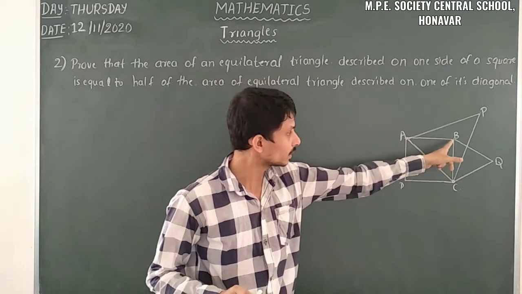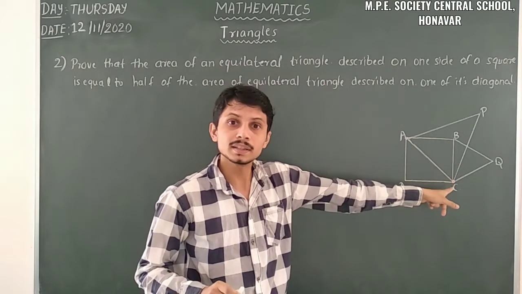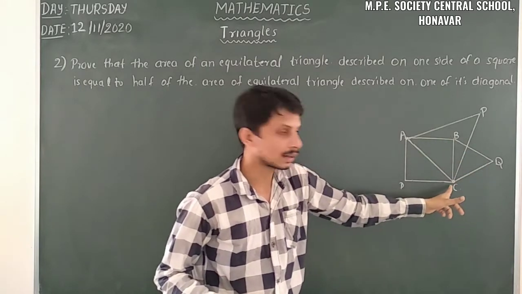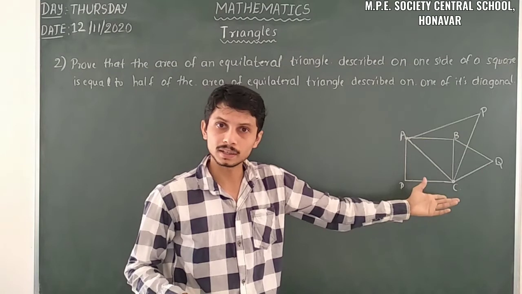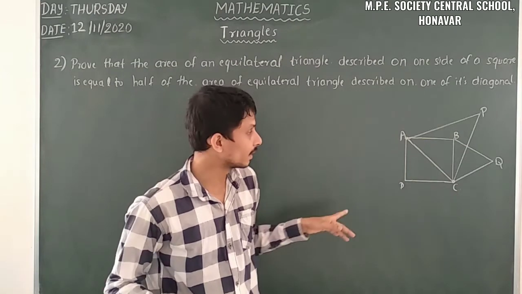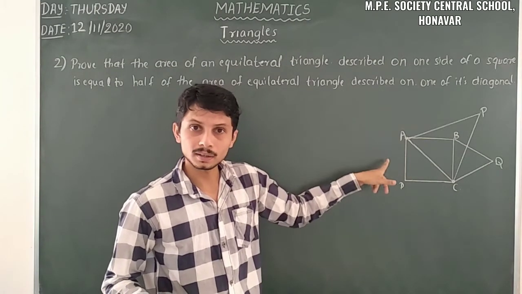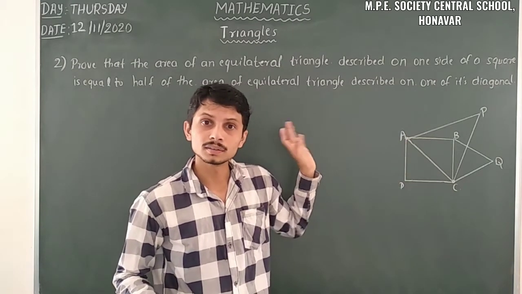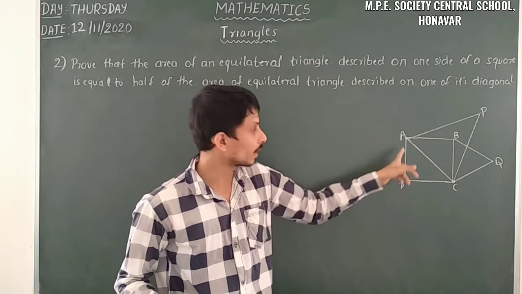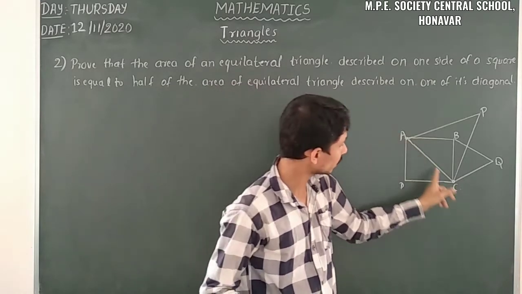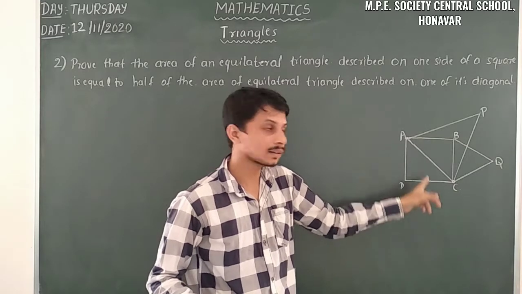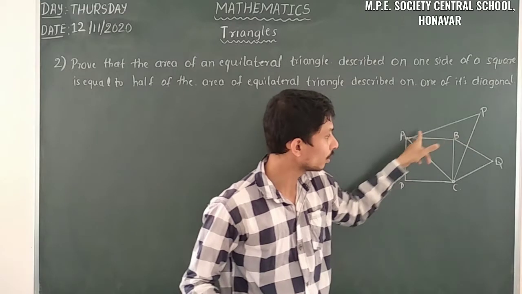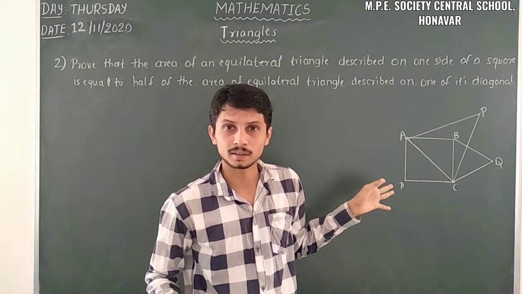So with the help of one side BC, consider it as the base of an equilateral triangle and draw an equilateral triangle here. Another equilateral triangle is formed on the diagonal of this square, one of its diagonals AC. From the diagonal AC, consider it as the base of this equilateral triangle, so here you have to draw another equilateral triangle.